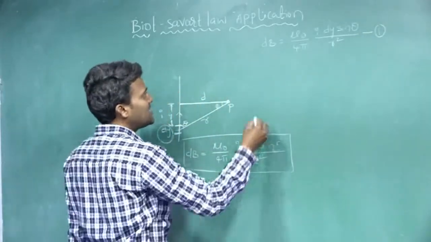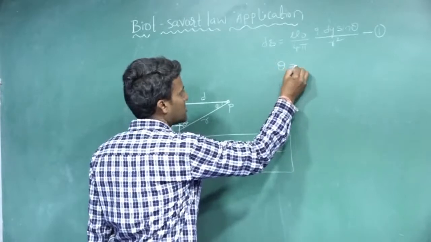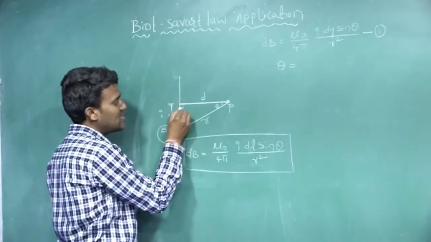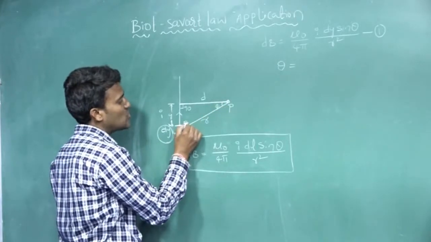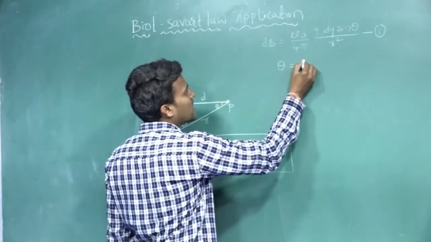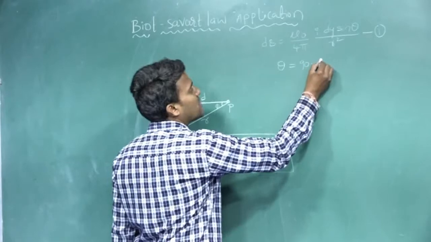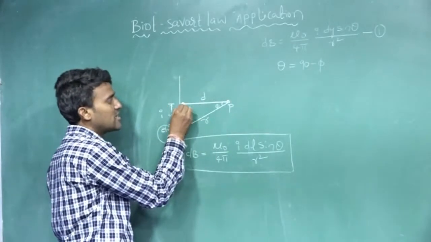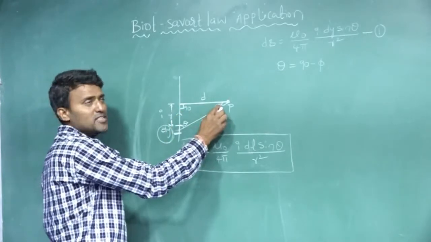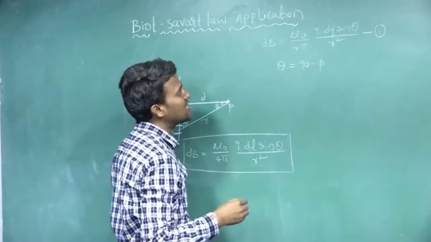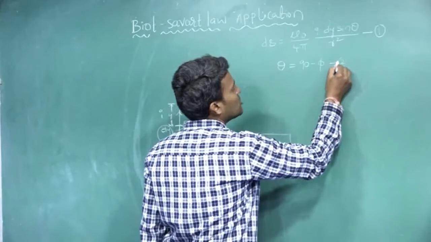First I am writing, theta is equal to how much? Here this angle is 90, and this is phi which I have taken. So theta is equal to 90 minus phi. See here, this angle is 90, this is phi, so the remaining angle you can write as 90 minus phi. So theta is equal to 90 minus phi. This is equation number 2.